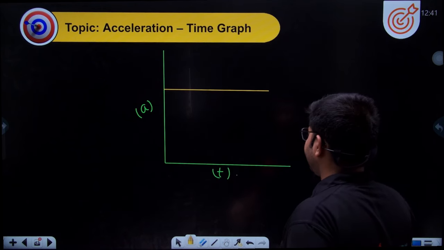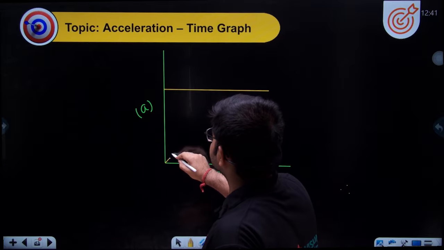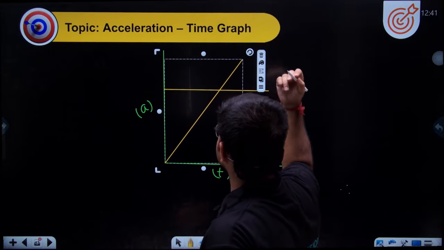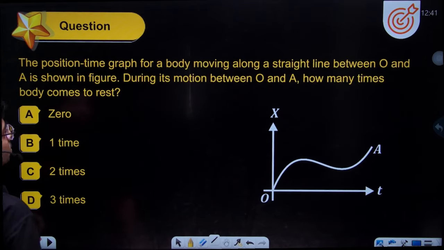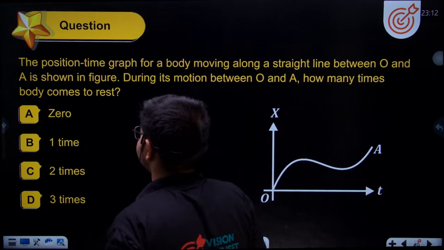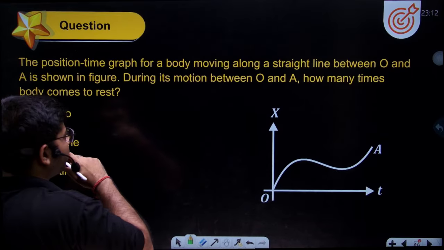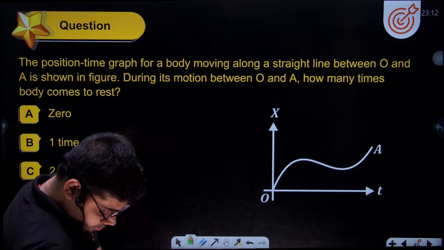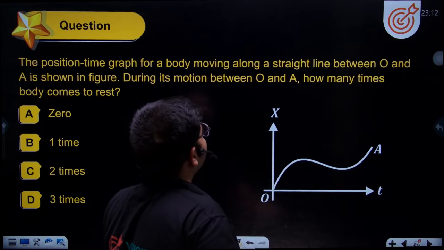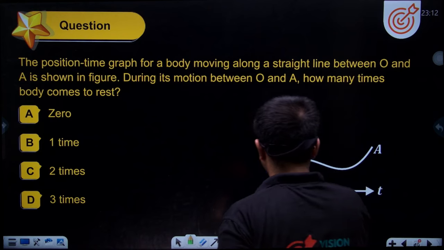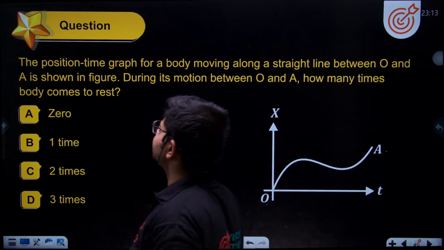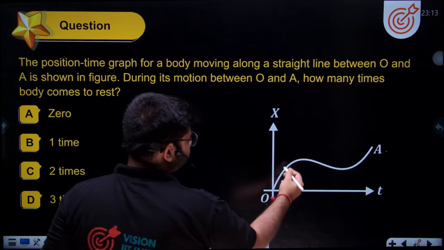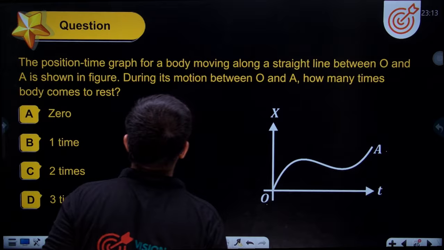And then we can have various kinds of graphs, like the acceleration can be constantly increasing or decreasing or things like that, right? Now, the position time graph for a body moving along a straight line between O and A is shown in figure. So this is the position time plot which is shown.